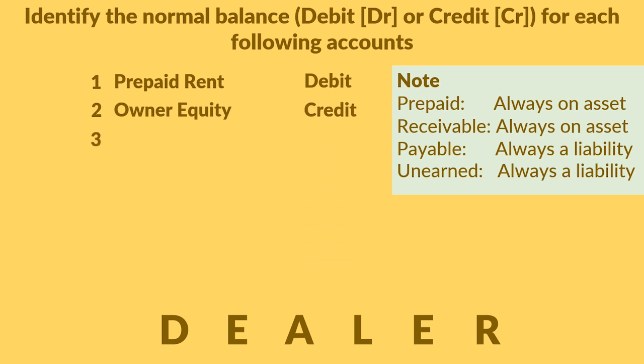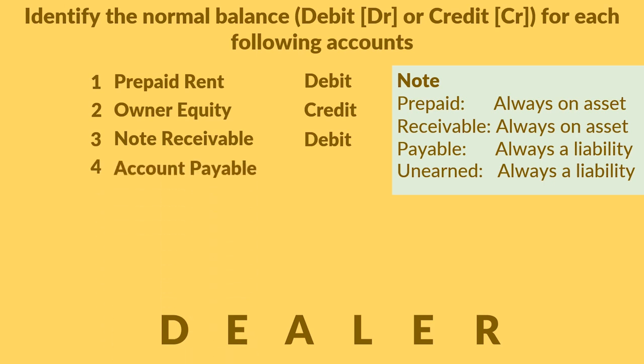Number 3, another keyword you need to take into account is receivable. Whenever you see the word receivable, it's always an asset, an A in DEALER. Therefore, it's a normal debit account. However, in number 4, whenever you see the word payable, it always indicates a liability account. So accounts payable is a liability, which is the L in DEALER. Therefore, it's a normal credit account. Equipment is also an asset, so it's a normal debit account.